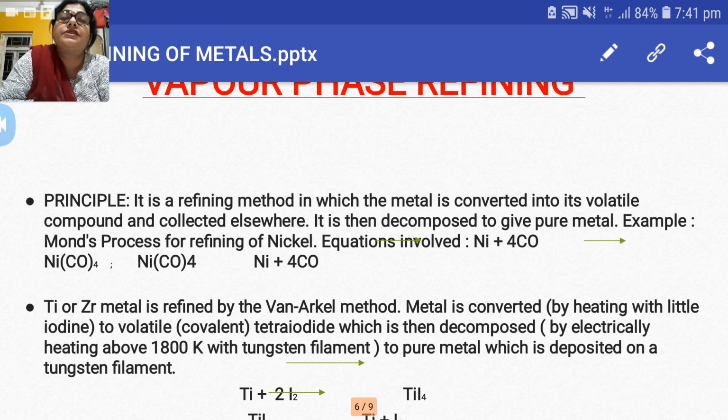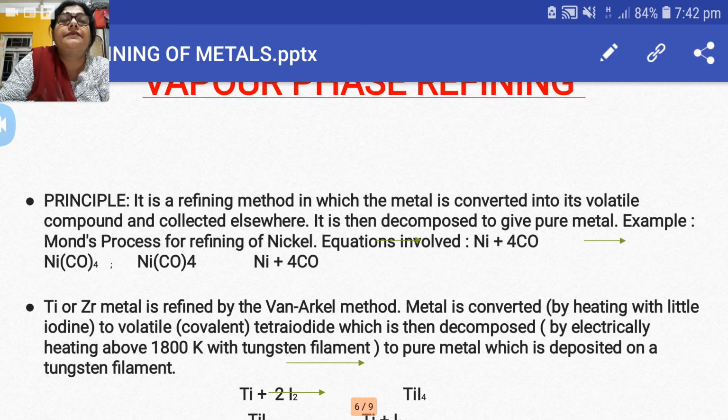And after some time, what happens when this is obtained? The nickel tetracarbonyl is again further decomposed to give you nickel and carbon monoxide back. So this is Mond's process of refining. The next one is another process which is known as Van Arkel method.